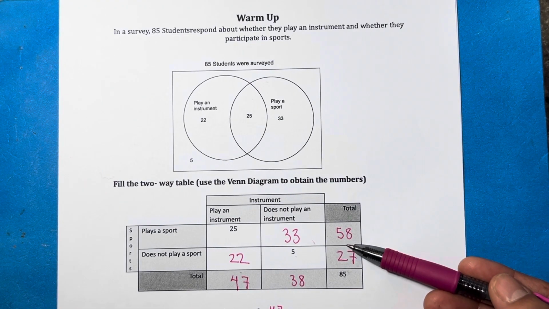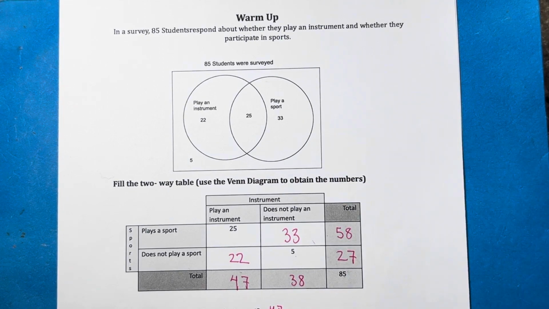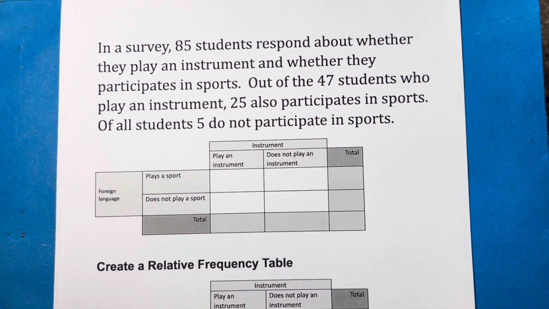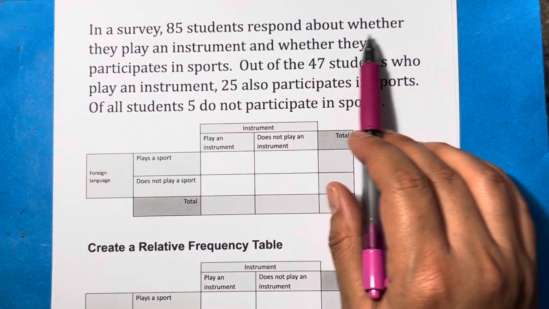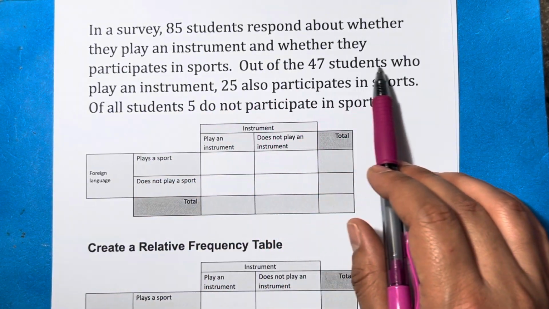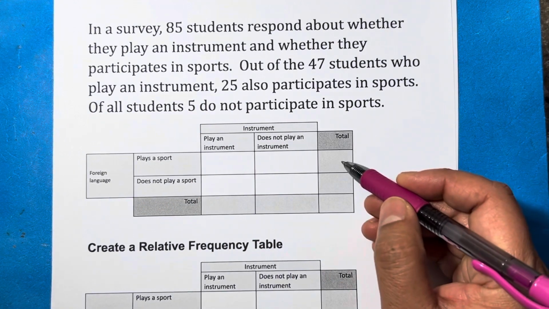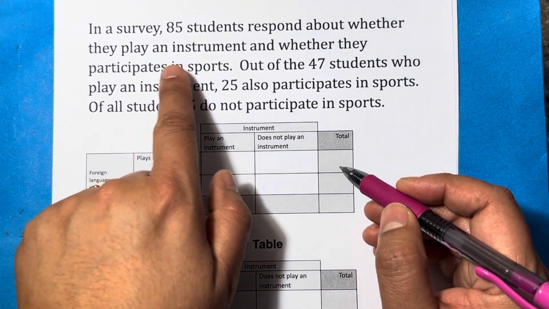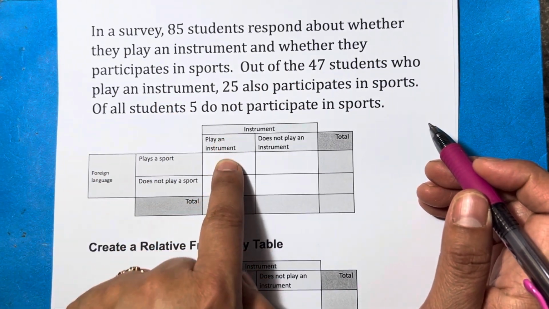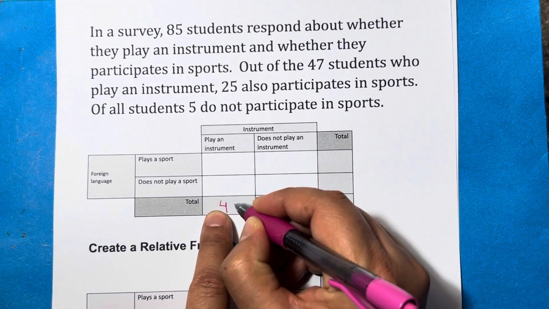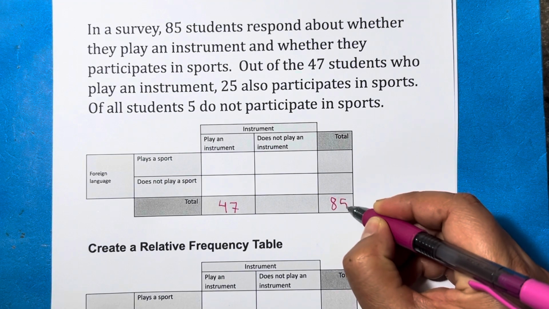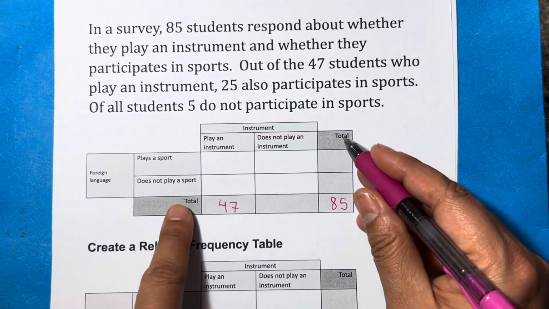We filled out the two-way table from the Venn diagram. Let me show you how that will look in writing. So it says, in a survey, 85 students respond about whether they play an instrument and whether they participate in sports. Out of the 47 students who play an instrument, the 47 will go down here. Not only that, but 85 students were surveyed. That's the total of totals. Total.